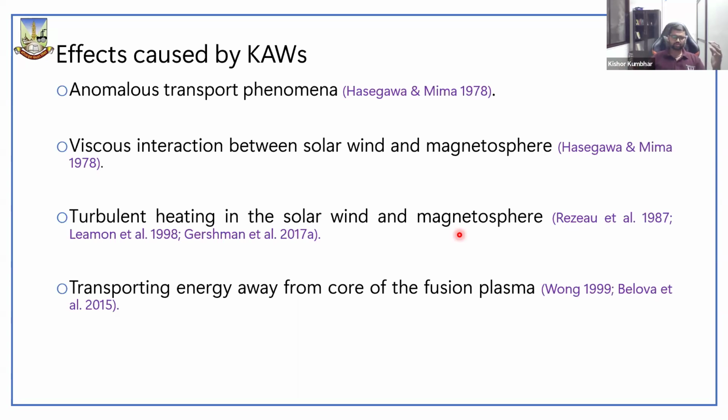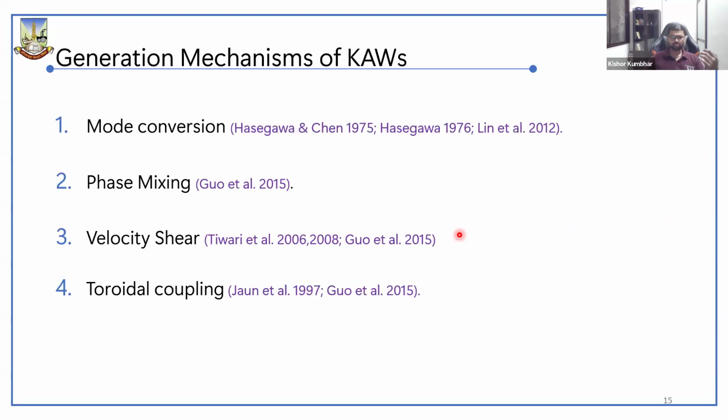So now let us see the different generation mechanisms. First one is basically the mode conversion. Second one is the phase mixing, velocity shear.